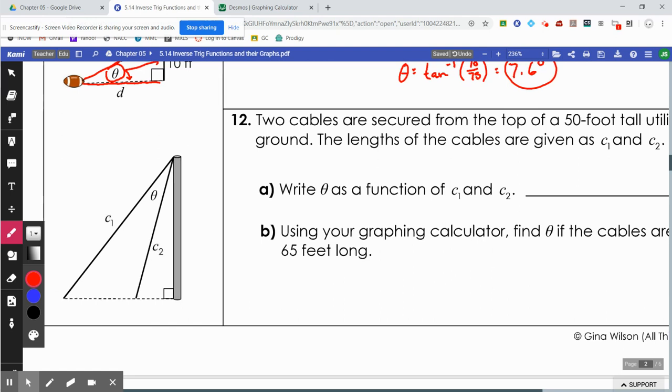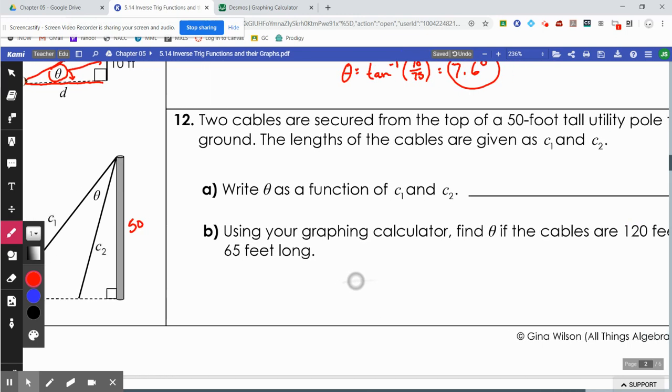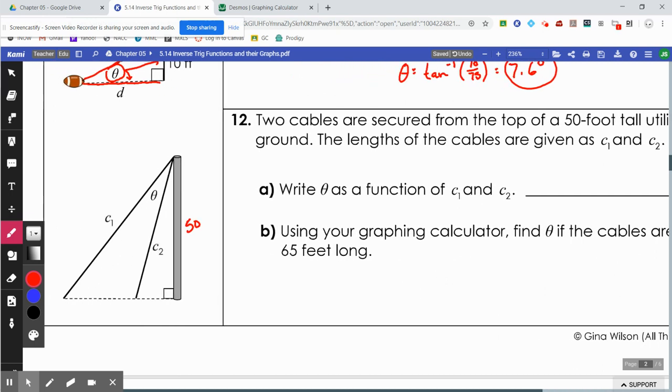Now we want to write theta, and we see theta is right here. Write theta as a function of C1 and C2. Now this is going to be a little bit tricky. First off, we know that the utility pole here is 50 feet tall. So I'm going to let this angle right here, my red angle, be angle A.